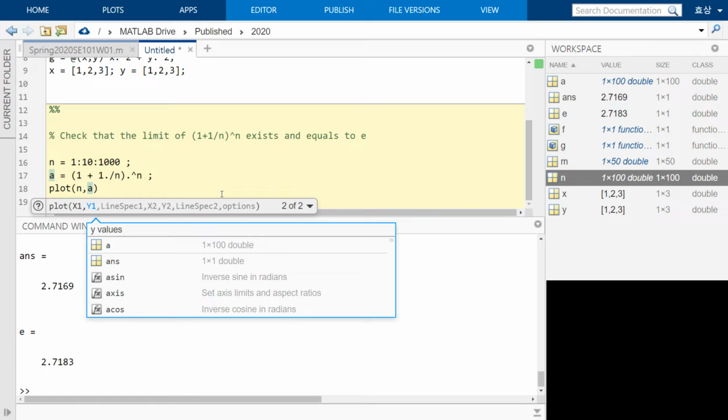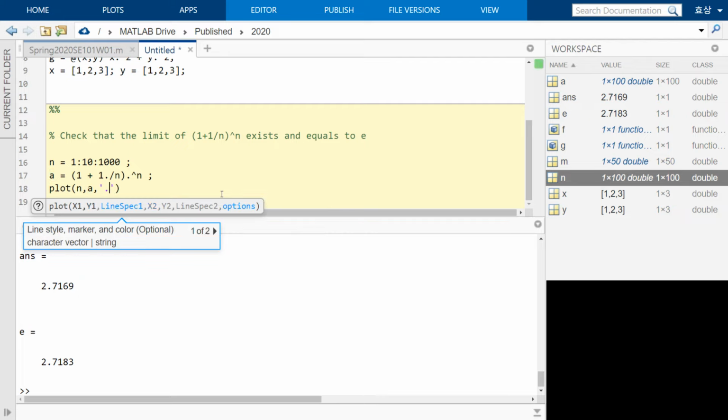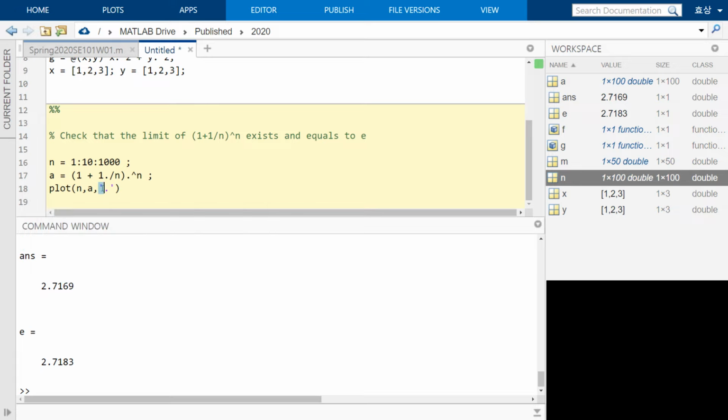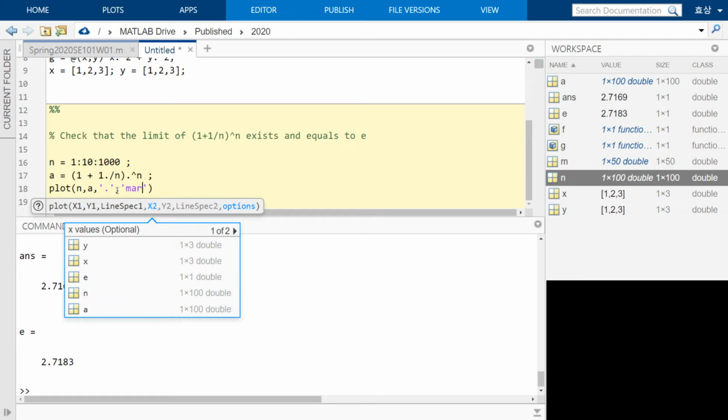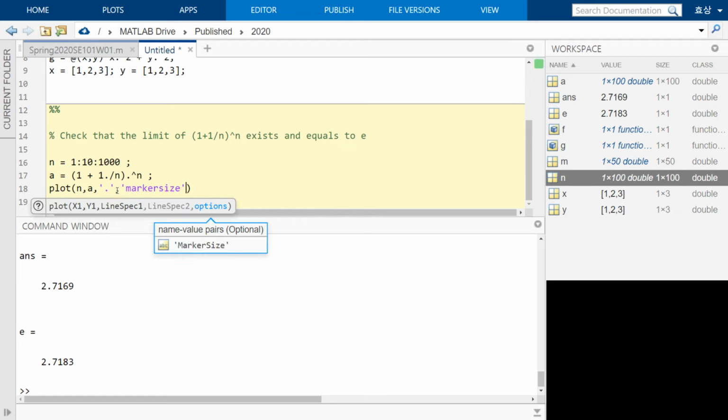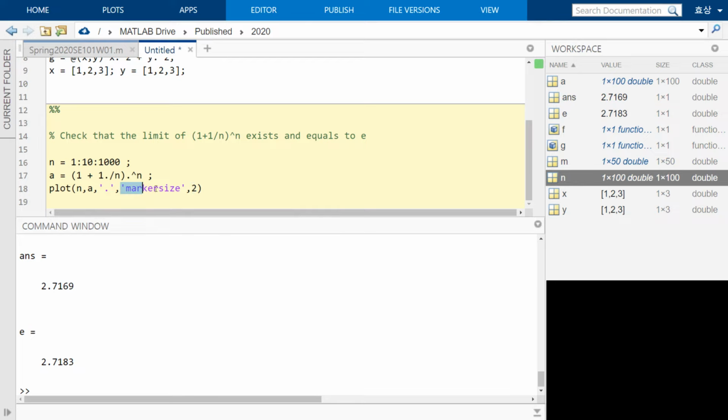But instead, I want to plot the points, not the line connecting points. So you can put dot. So this is another option when you plot a graph. If you don't want the line, but you want the points to be plotted, then you put the dot here. And if you want to increase the size of your point marker, then you can increase the marker size using this option. Basically, default is 1, so I'm increasing it twice. See what happens.